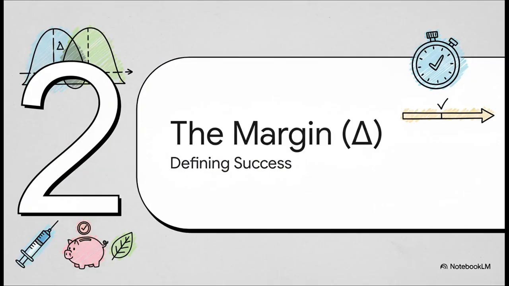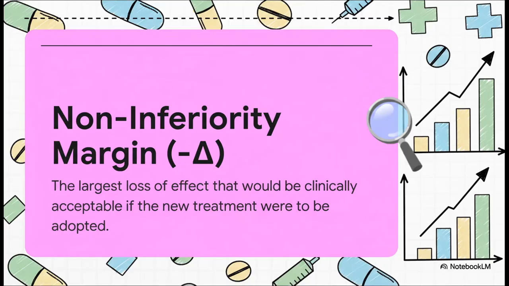And that brings us to what is, without a doubt, the single most critical decision you will make when you design your trial, setting that non-inferiority margin. You'll see it written as the Greek letter delta. This one value literally defines whether you succeed or fail. So what is it, really?